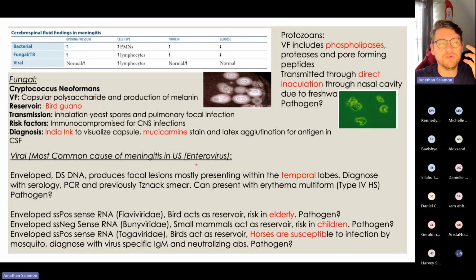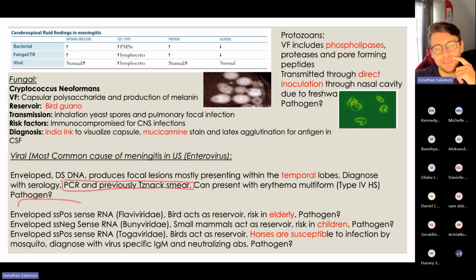You inhale the spores. Most common viral cause is enterovirus. What that means is the most common aseptic cause is enterovirus. Please do not forget that. If you see encephalitis in the temporal lobes, it is herpes. A Tzanck smear is pretty commonly what they're going to actually ask you as a question of this.